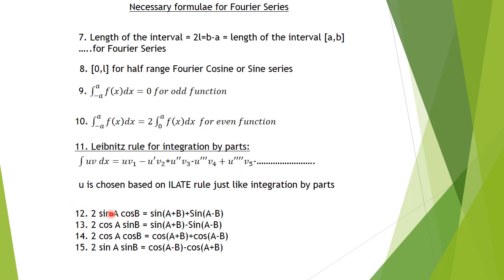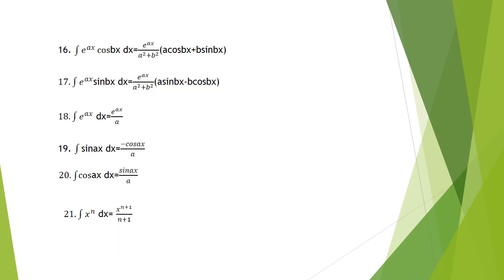So these are 2 sin a cos b. Some trigonometric formulas are also required to do the problems of Fourier series. So these small integration formulas we require in doing the problems. All right. So with all these you can do all problems of Fourier series very well.